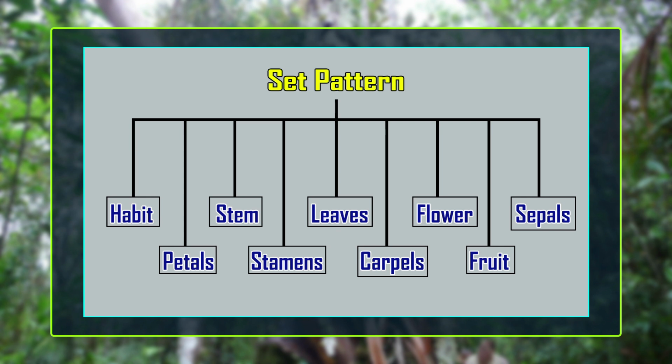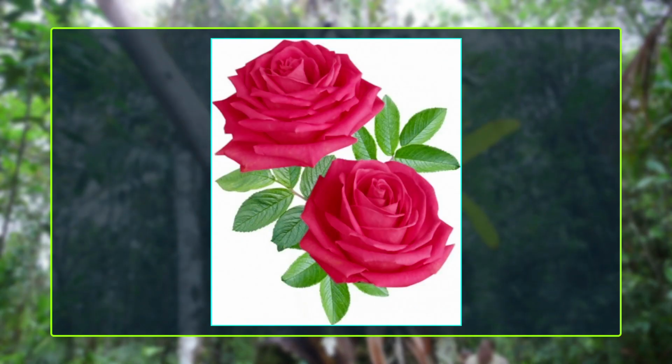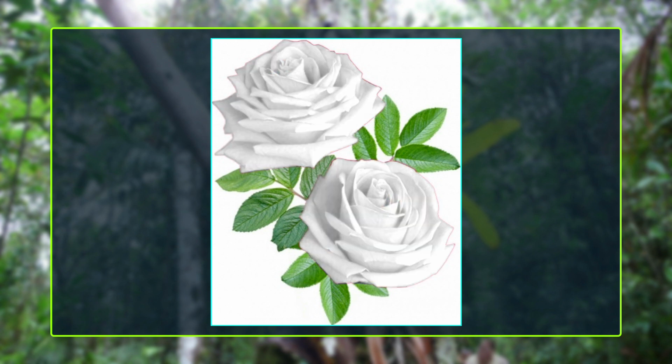The description is recorded in a set pattern like habit, stem, leaves, flowers, sepals, petals, stamens, carpels, fruits. For each character, an appropriate character state is listed. For example, flower color is a character, it may be red, yellow, white, and other colors, and these colors are called flower color states. The description is recorded in a semi-technical language using specific terms for each of these character states, which enables a proper documentation of data.